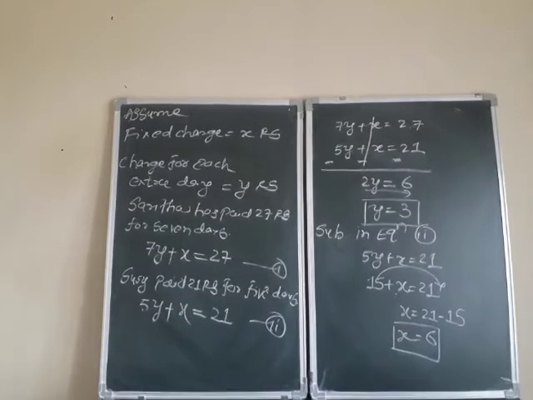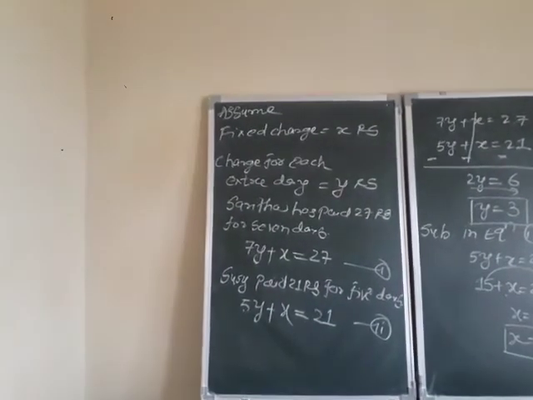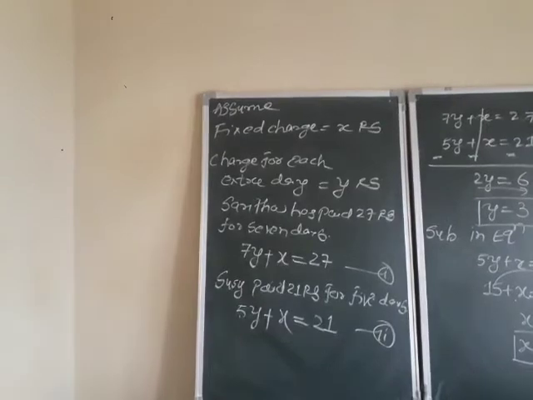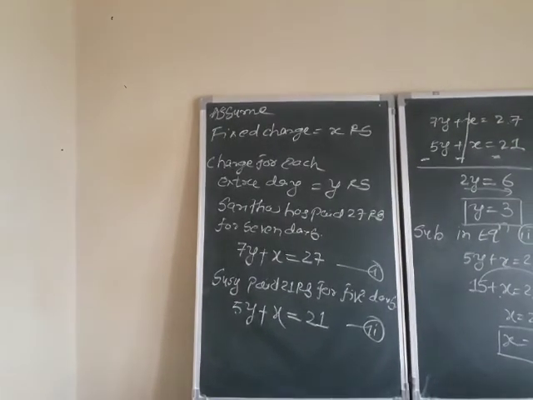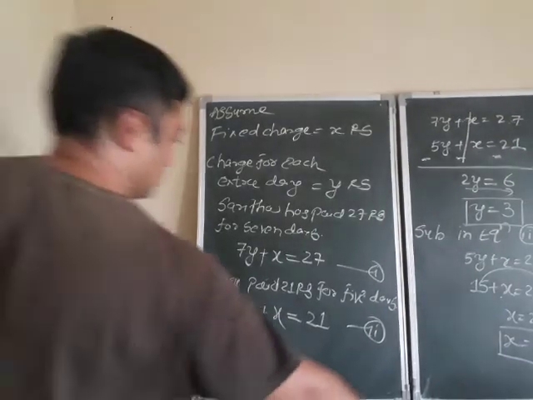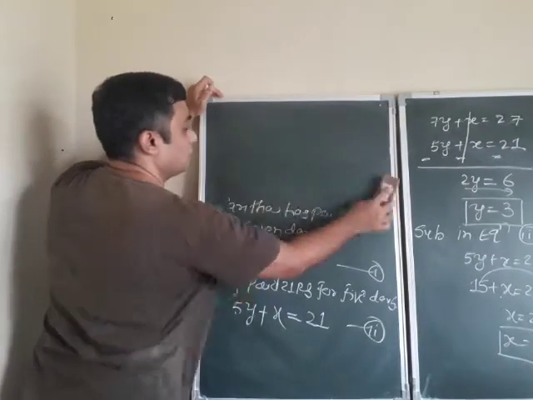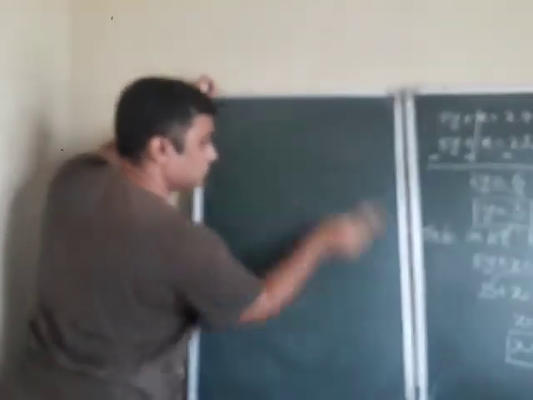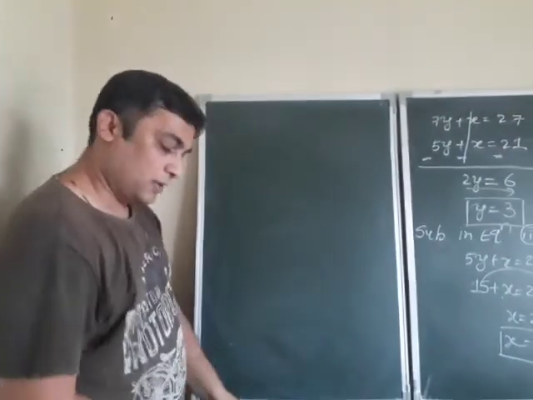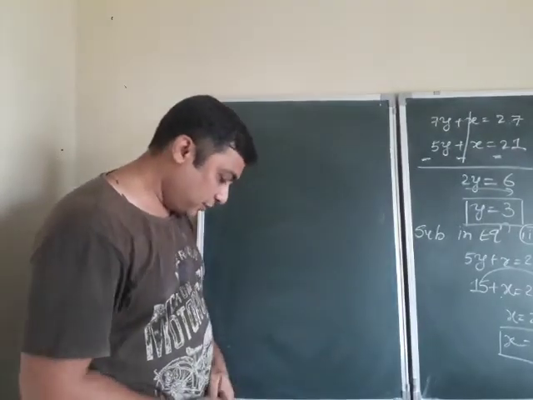Completed. Okay, very good. See the next example. Okay, exercise 3.4 is over.